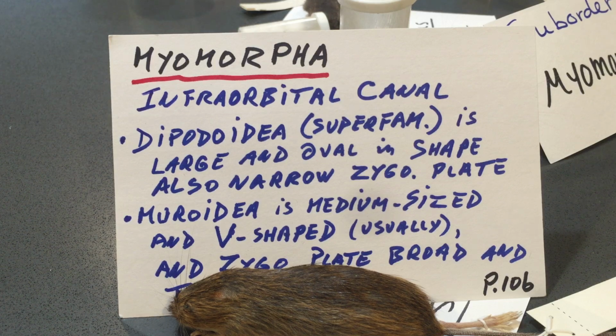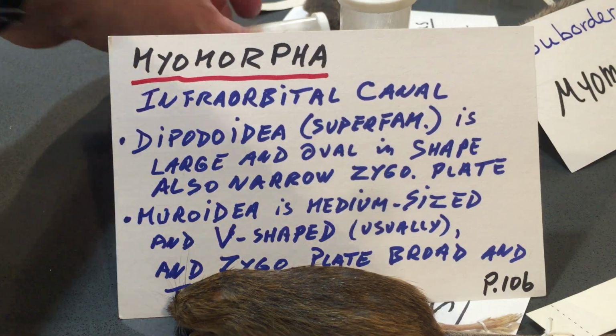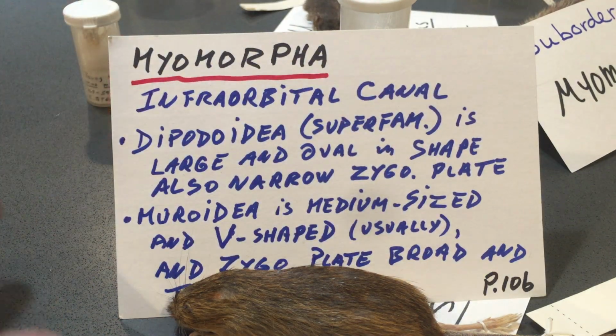And the infraorbital foramen, or canal in this case, in the Dipodoidea is large and it's oval in shape. And they also have a narrow zygomatic plate. And I thought I had a skull for a Zapus here somewhere, but I think I've misplaced it. This is a rat skull.